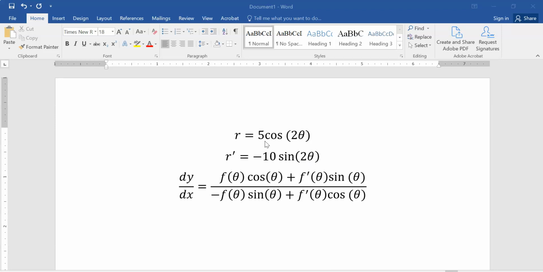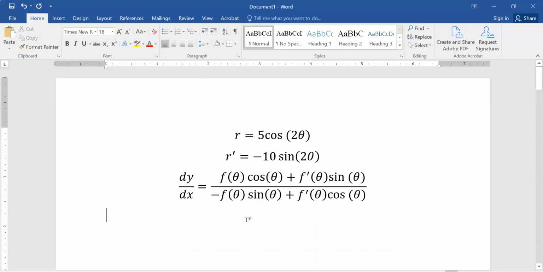All right, so 5 cosine 2 theta. When you take the derivative of that with respect to theta, derivative of cosine is negative sine, and then since we have to multiply times 2, that's the derivative of the inside function, we end up with -10 sine 2 theta as my derivative of r, or you can think of it as f prime. So all I'm going to do is take this equation, and every time I see an f theta, I have to replace it with 5 times cosine 2 theta. And every time I see an f prime theta, I have to replace it with -10 sine 2 theta.